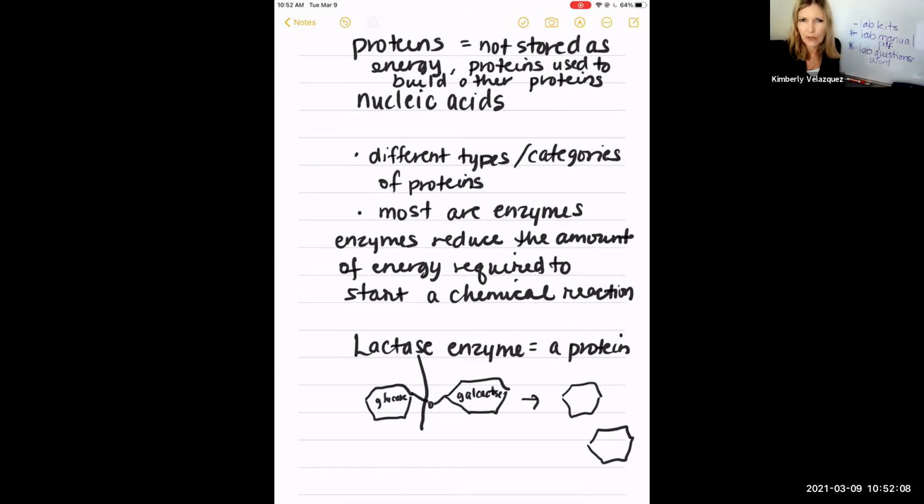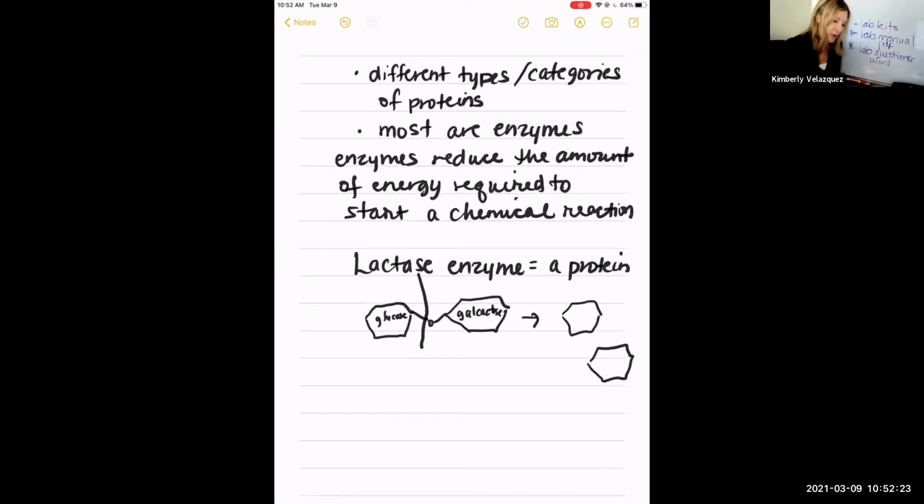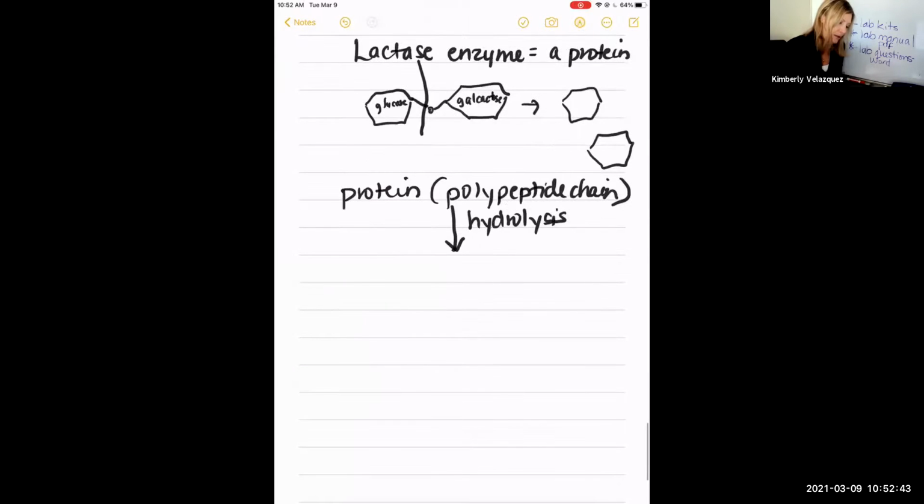But that's just one category of protein that we make. We make a lot of different kinds of protein in the body. It's important to realize proteins that we eat are typically not an energy source. They're typically used to make other proteins. So when we eat that protein, the polymer, remember, is that polypeptide chain, which is really just a chain of amino acids. And we break that down through hydrolysis into individual amino acids. And we use those amino acids to build other proteins.